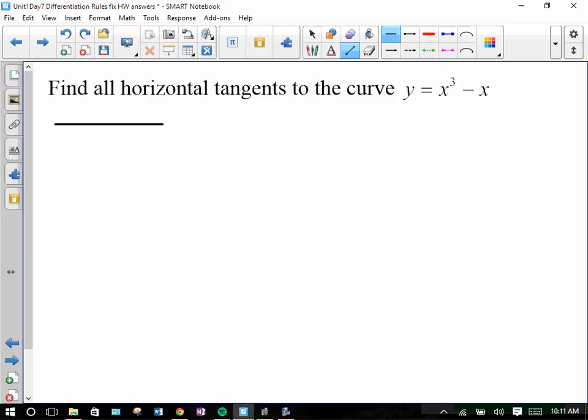Okay? So horizontal means like that. A horizontal tangent line is a line where the slope is equal to 0. The slope of a horizontal line is 0. So what we want to find out is where the horizontal tangent, or where the slope is 0, for this curve y equals x cubed minus x.